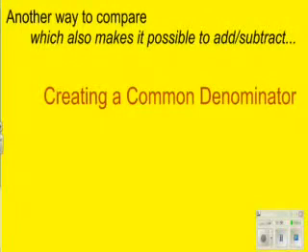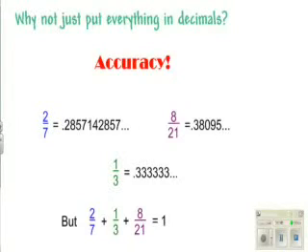Another way to compare that also makes it possible to add and subtract your fractions is creating a common denominator. And immediately when students hear common denominator, it sounds like a lot of work, and they say, why not just put everything in decimals? Well, there is a good reason for that, and that's the accuracy thing. If you look at 2/7 in your calculator, you can see it's 0.285714, and then it starts repeating this 0.2857, and on it goes.